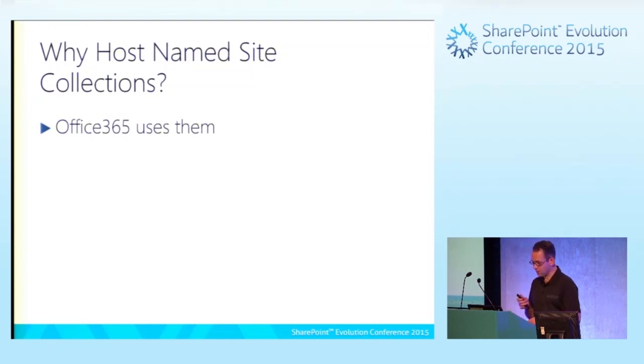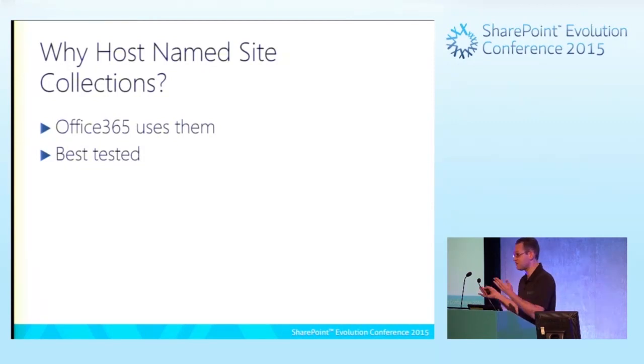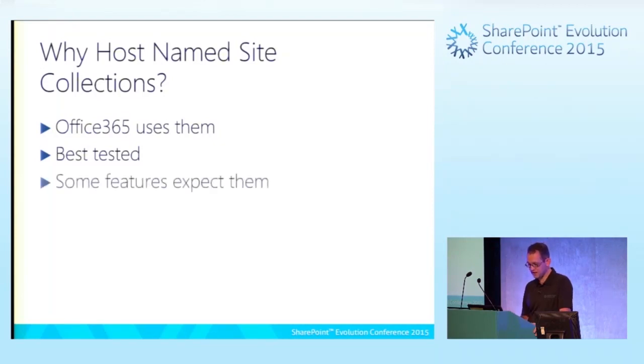Now, what is the case is that it's best tested. Microsoft uses Office 365 extensively. They've gained a lot of experience through operating a large-scale SharePoint farm. So many of the new SharePoint features, and I guess new SharePoint features in the next version too, will work best with hostname site collections because they're best tested. Microsoft tests everything with hostname site collections in Office 365, so we can probably assume that this will be the best tested scenario. Additionally, some features in SharePoint expect that you use hostname site collections, like request management.